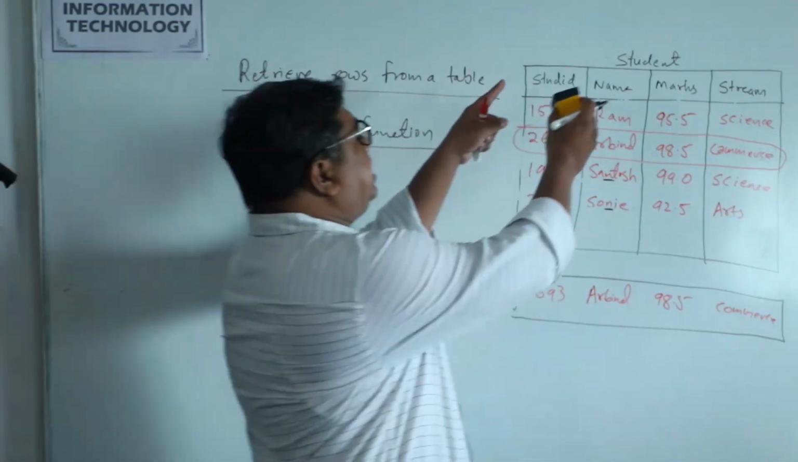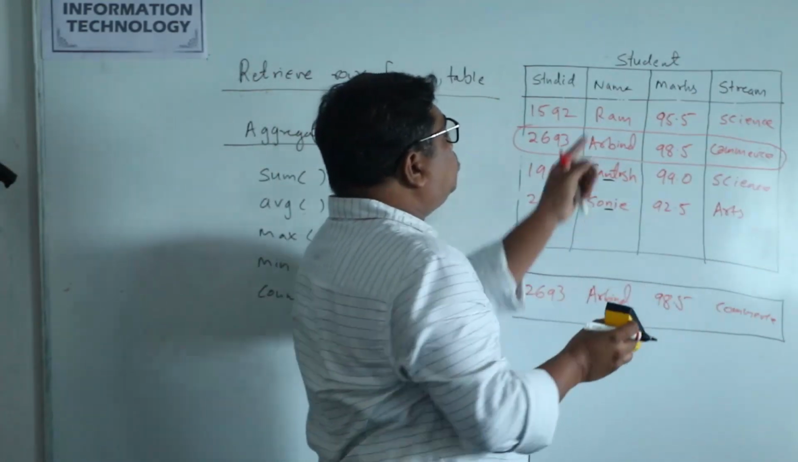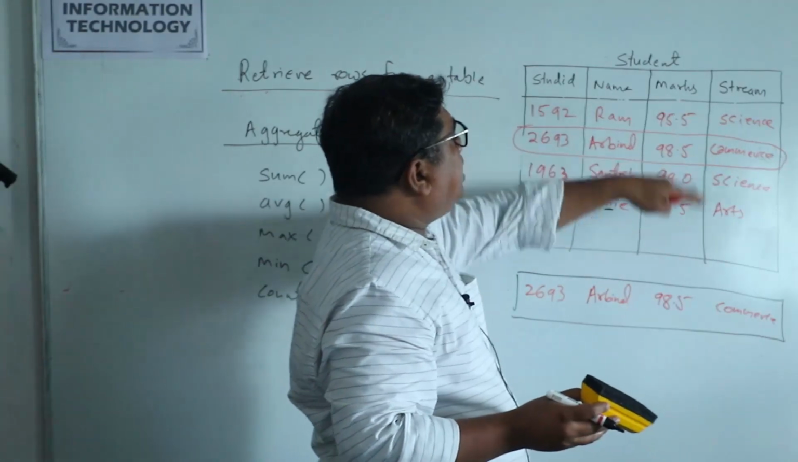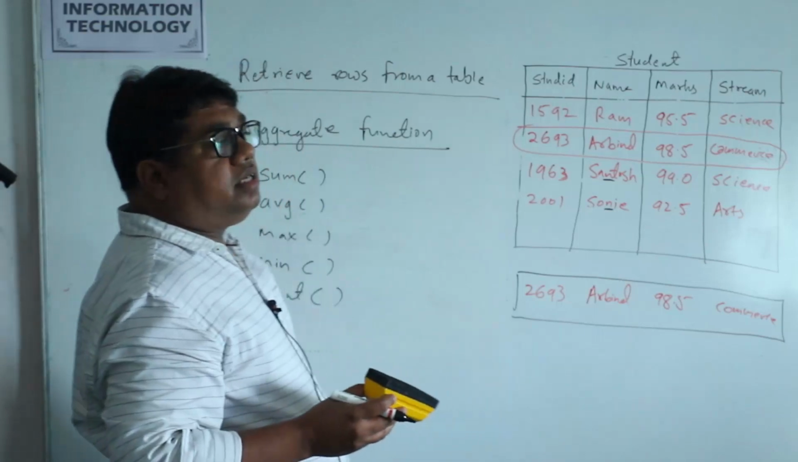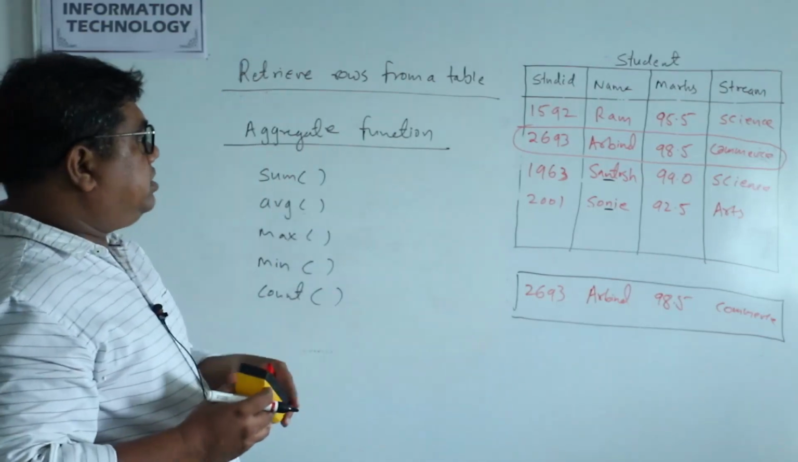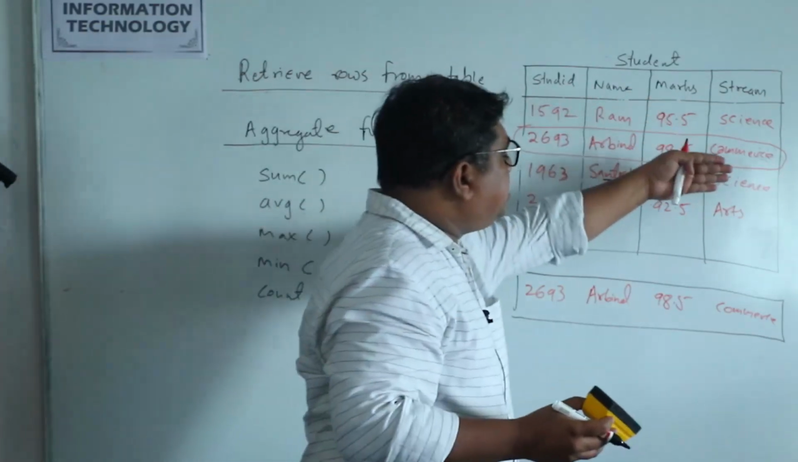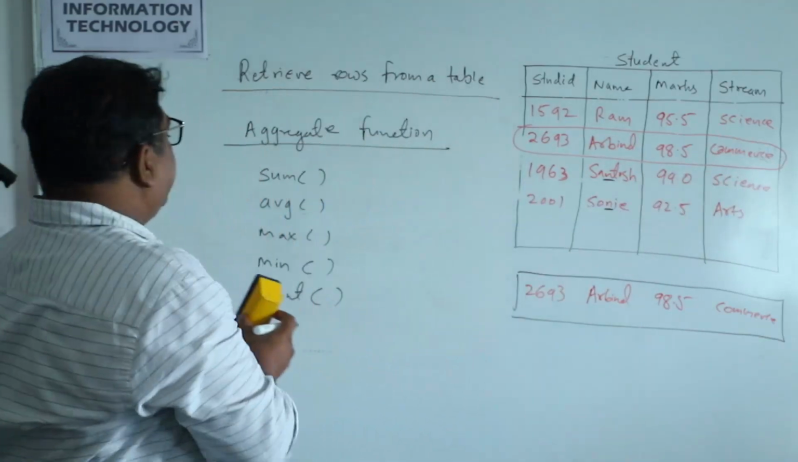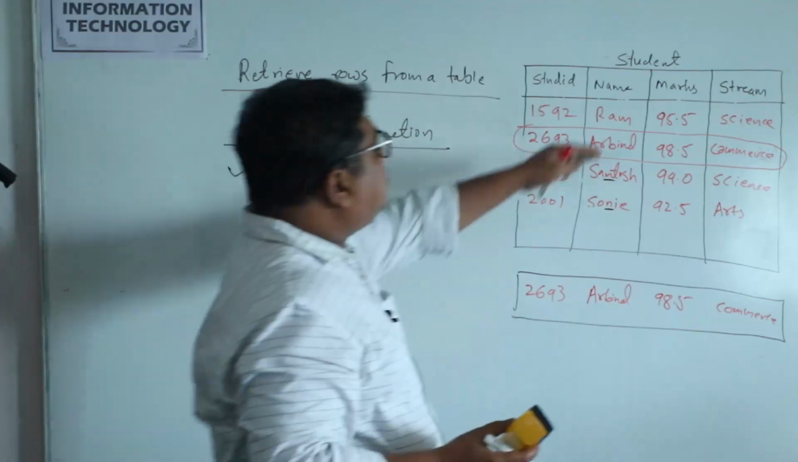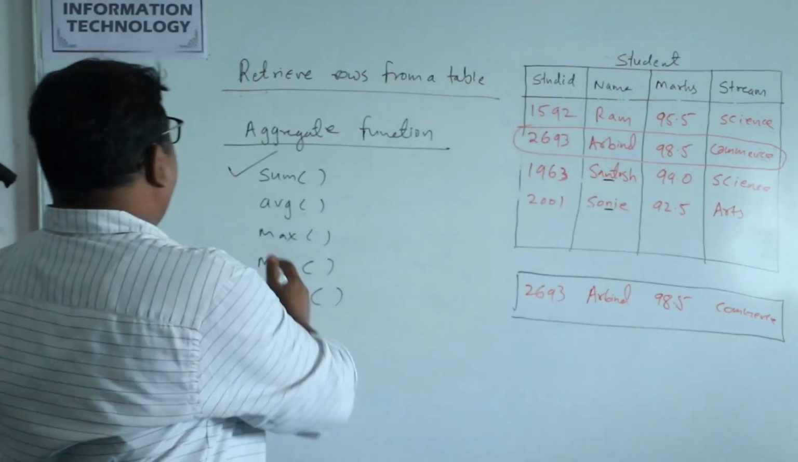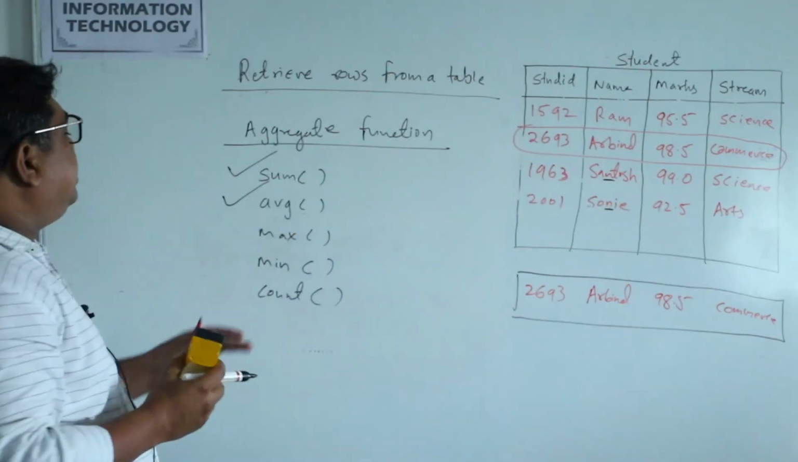Suppose I have the student details of a college or school. I want to find out the total marks of the college, whether it is in science, commerce or arts. So I will use the sum aggregate function. If I want to find out the average marks, I will use the built-in function AVG.